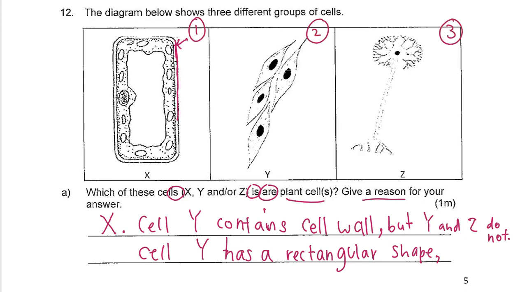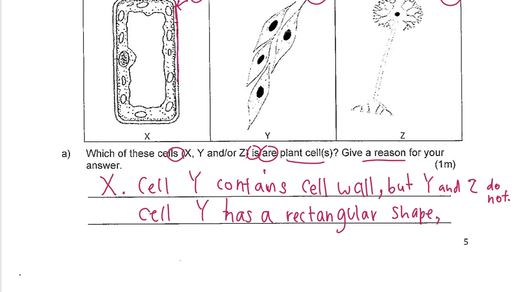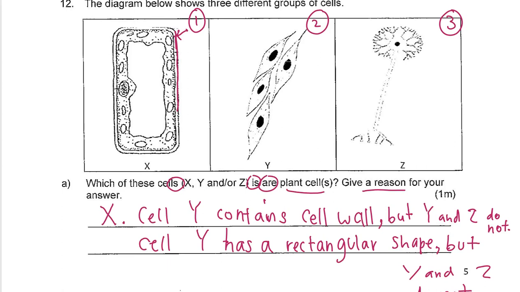In science, anytime you are given more than one thing, you always have to do some kind of a comparison. Because in primary science, we test a lot on comparison skills. Okay, so even in your answers, has to appear some kind of comparison words. Cell Y has a rectangular shape, but Y and Z do not. Okay, so always make a comparison when you see that there are more than one thing.